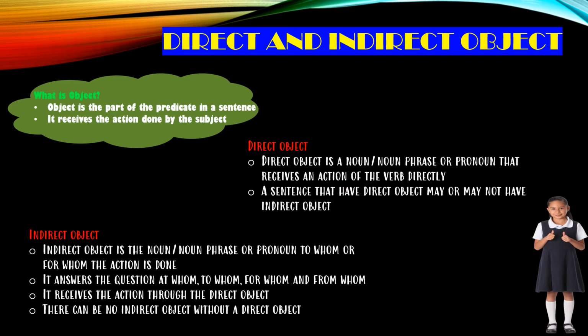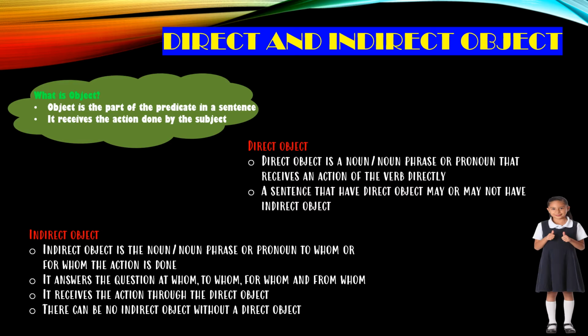What is direct object? Direct object is a noun or noun phrase or pronoun that receives an action of the verb directly. Remember, it receives the verb directly. A sentence that have direct object may or may not have indirect object. Next is indirect object. What is indirect object?